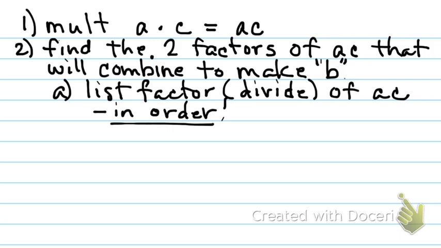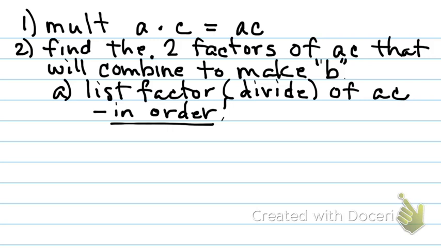So 1 goes into every number, right? So that's what you should start with, 1 and the number itself. Then you try 2, then you try 3, 4, etc. Now you don't have to list every factor of the number. You only have to list factors until you get the combination that works.